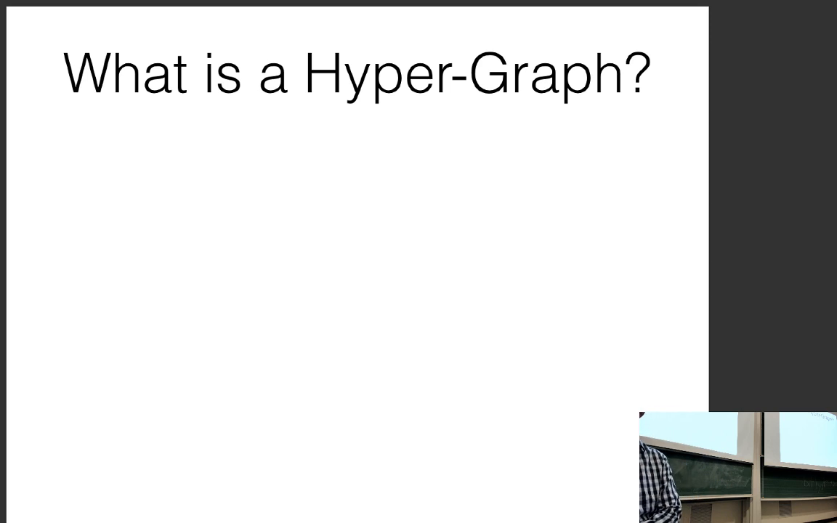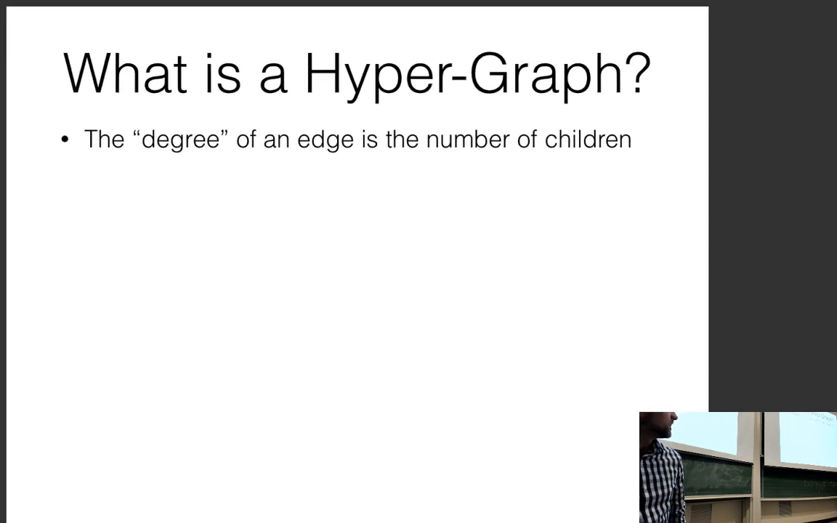It's a pretty neat concept. I won't be able to go into huge amounts of detail on it, but I like this concept a lot. Basically, a hypergraph is a graph that has a degree, and the degree of an edge is equal to the number of children a specific edge has.